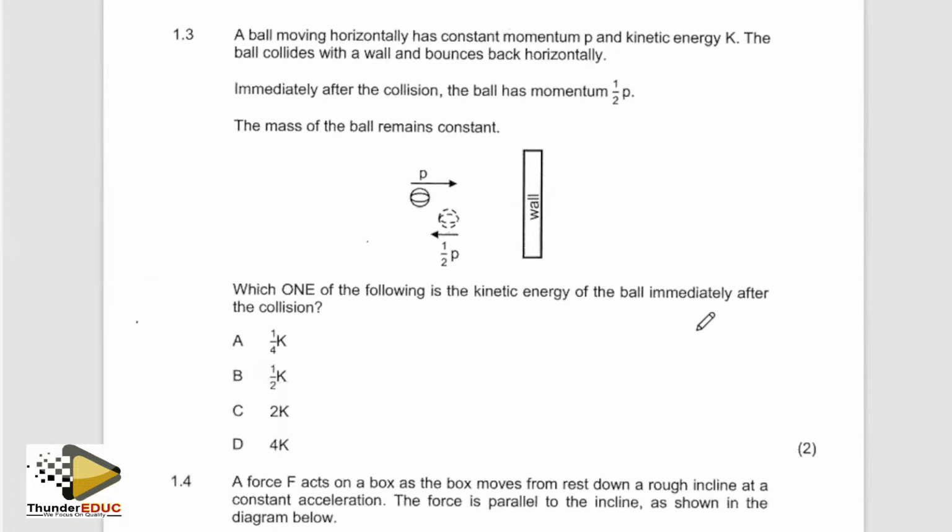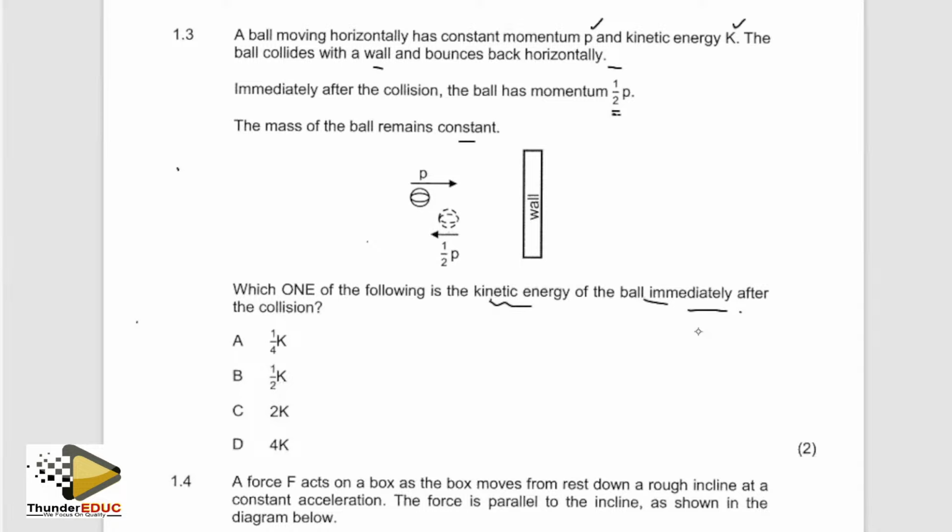A ball that is moving horizontally has a constant momentum, and its kinetic energy is K. The ball collides with a wall and bounces back horizontally. Immediately after the collision, the ball has half of the momentum, and the mass of the ball remains constant. Which of the following will represent the kinetic energy of the ball immediately after?